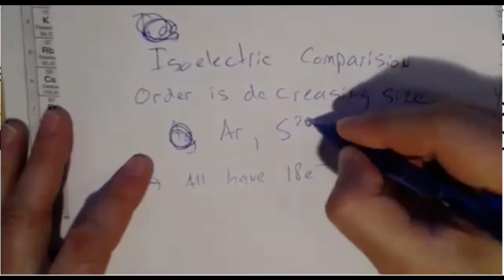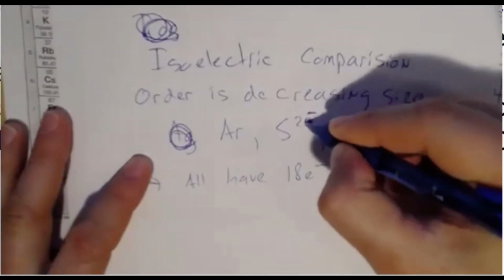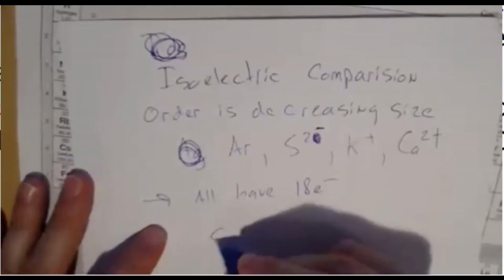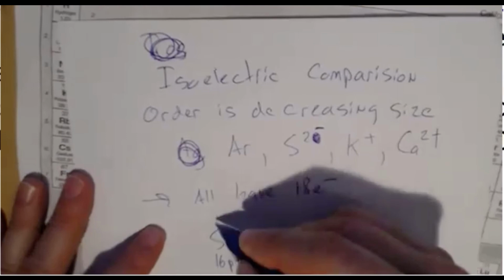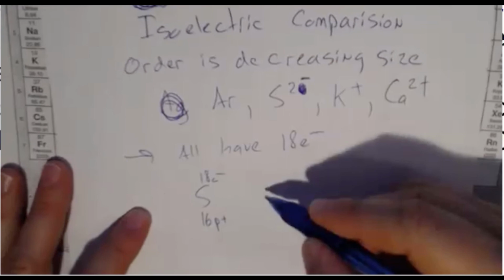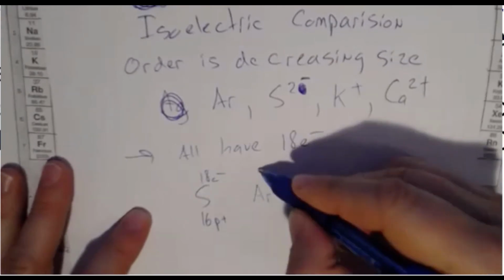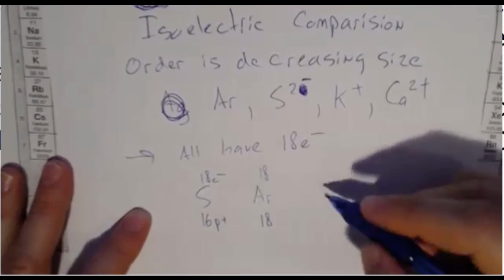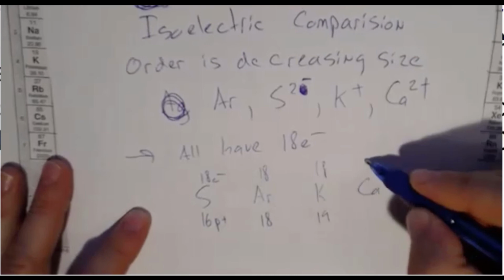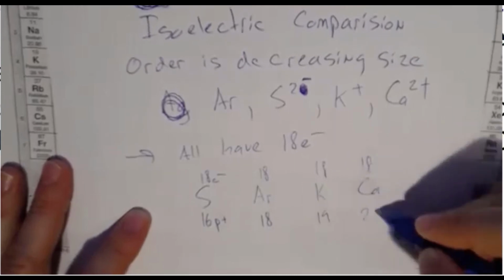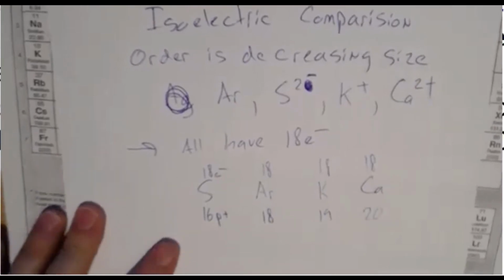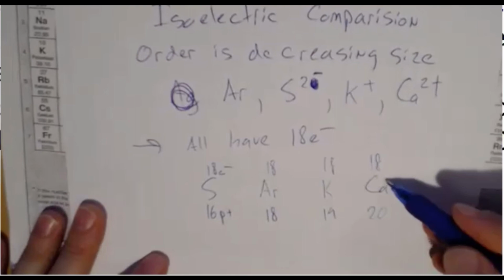So we want decreasing. That shouldn't be sulfide 2+, that should be sulfide 2-, excuse me. Which one's going to be the biggest? Sulfide has 16 protons, 18 electrons, right? Argon is the noble gas, so it's 18 and 18. Potassium would be 19 and 18, and calcium would be 20 and 18. So which one's going to pull in the electrons the most? Calcium would be the smallest.